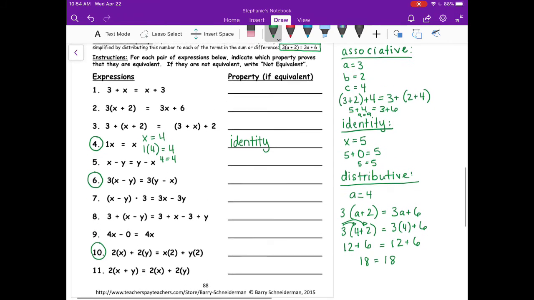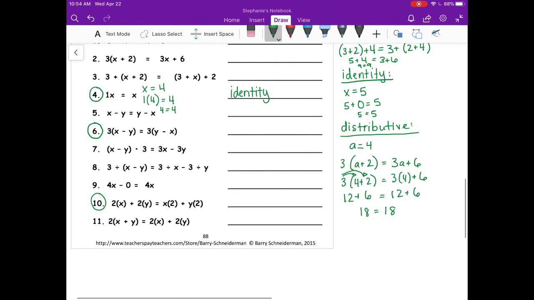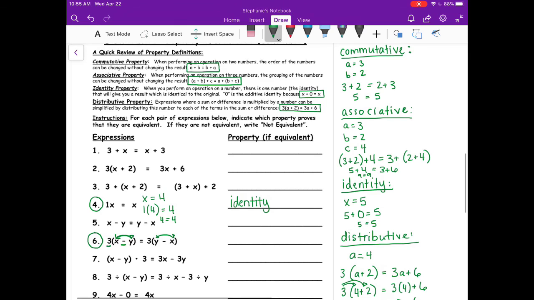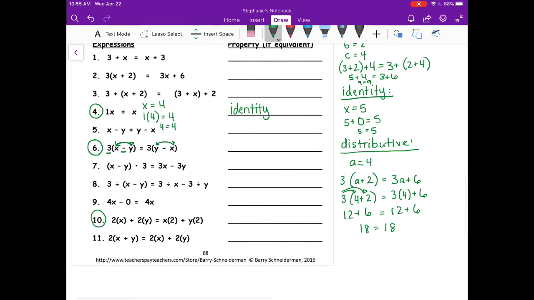Let's look at number 6. Now this problem is a little tricky. It looks like it could be using the distributive property because we have multiplication on the outside and addition and subtraction on the inside, but really when I look more closely, they're just switching the position of x and y. Let's look at our properties. The commutative property is talking about 2 numbers where the order is switched. That's what they did. So this must be using the commutative property.